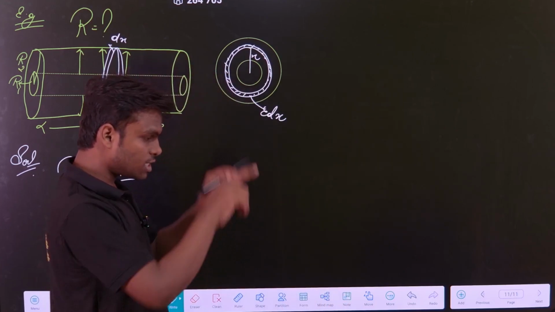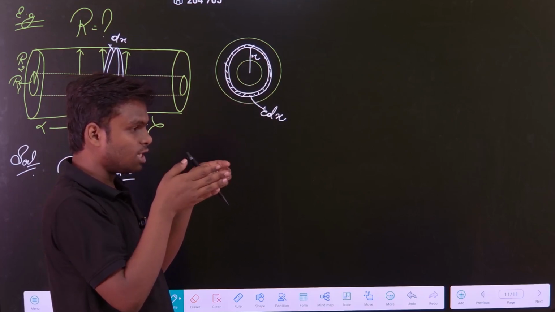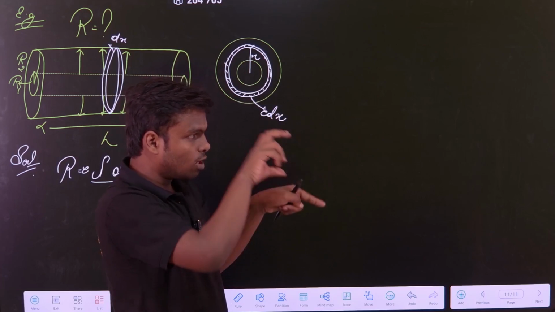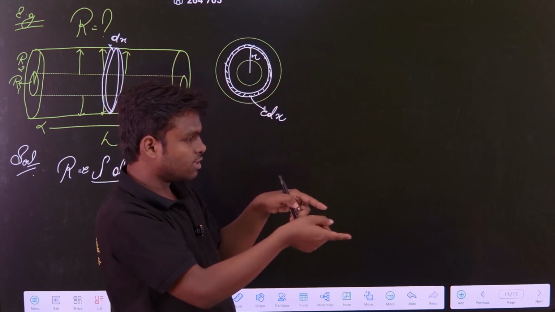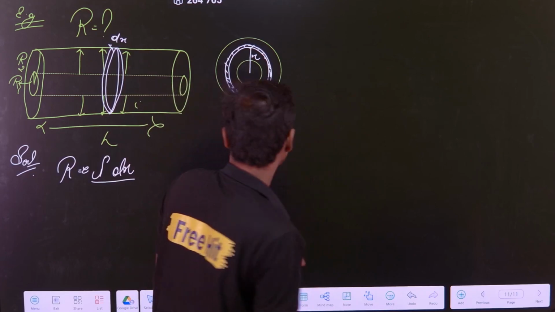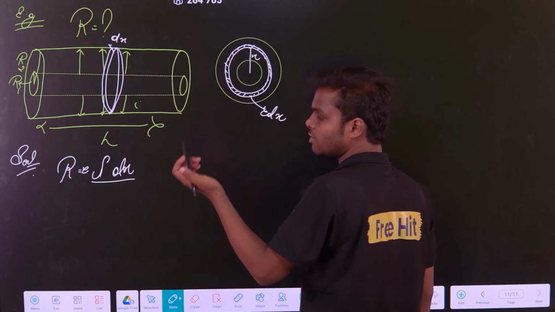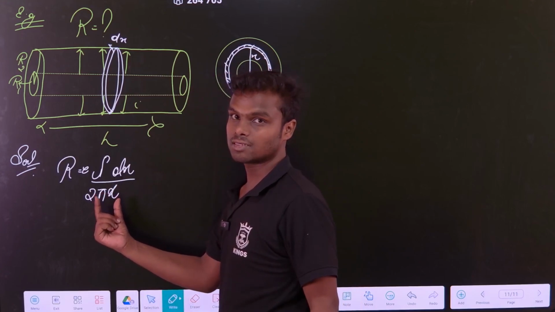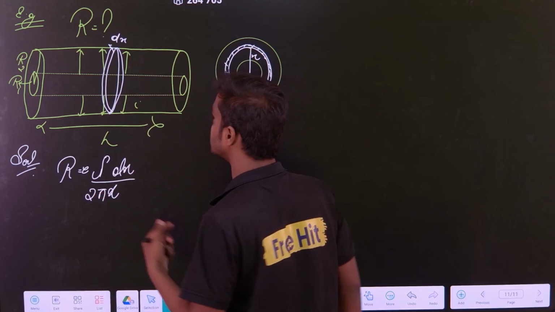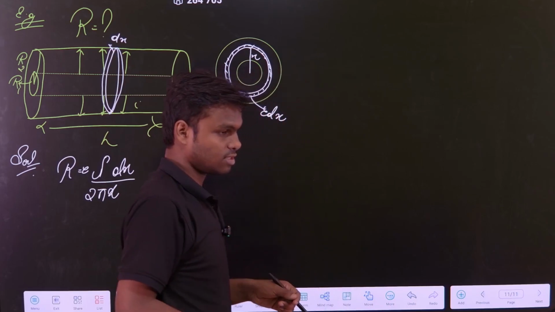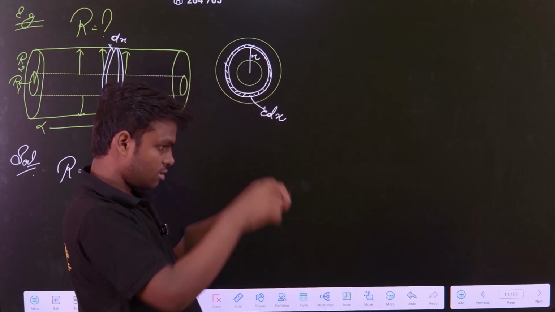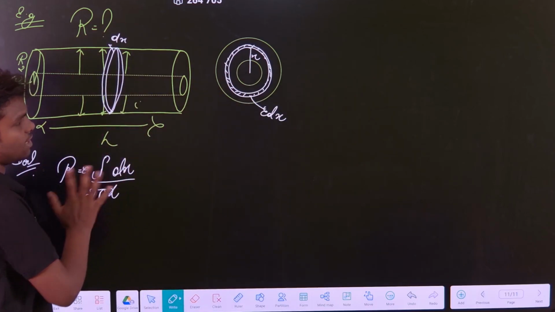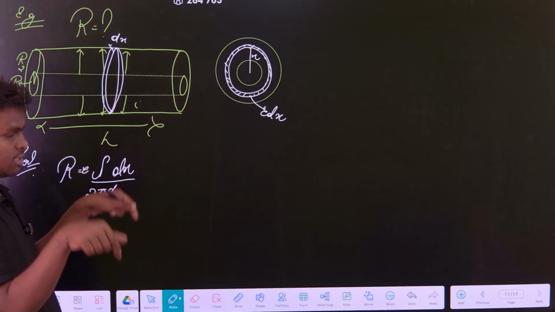Now what is the area? The area is the area perpendicular to the current. This will be the area of this strip. It is at distance x. So what is the area? Basically it will be 2 pi x, that is my length, into width. What is the width? See, this is my strip. Length into width is the area. Length is 2 pi x, the circumference. What is the width?